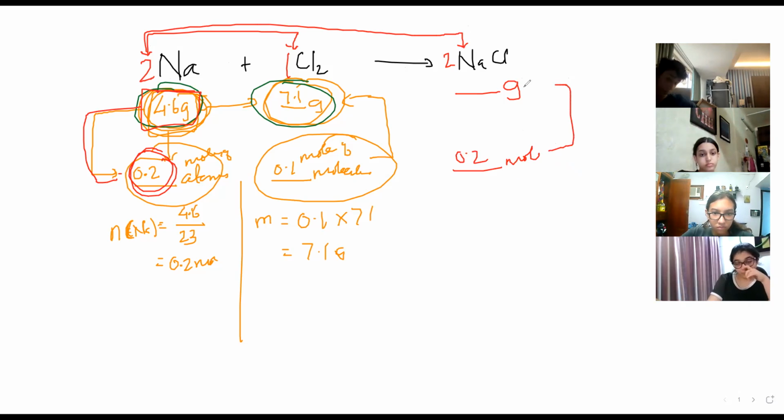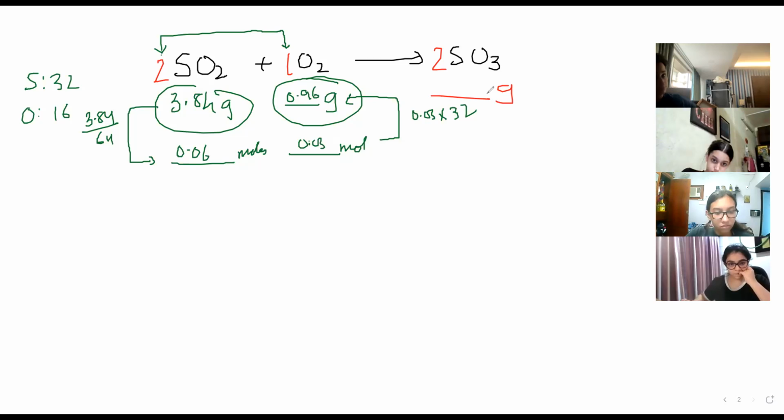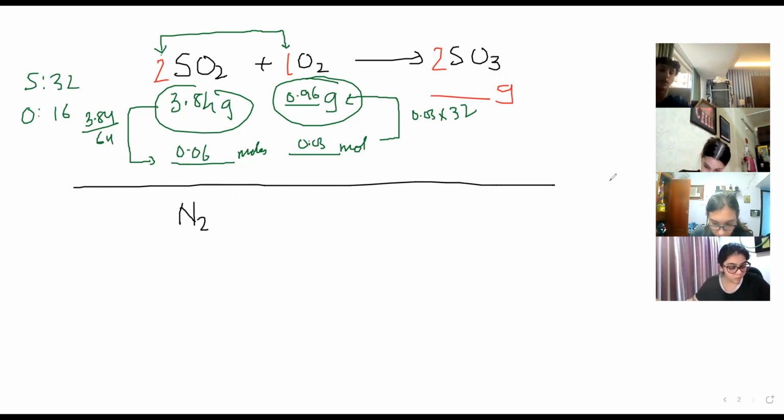Then you find out 0.2 moles of sodium chloride is how many grams. Can you find that out? Quickly do that, and do the same thing here also. Find the mass of sulfur trioxide formed. Quick. So it'll be 4.8 grams.